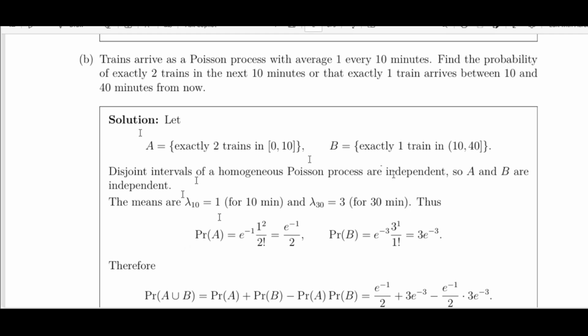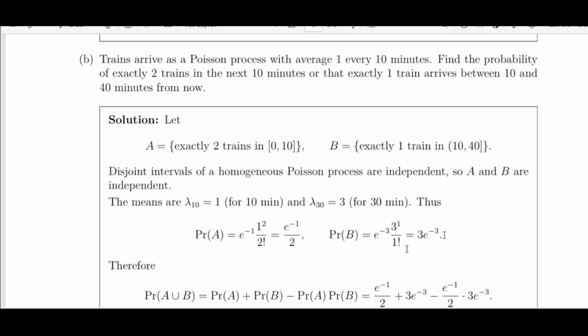So the probability of A is going to be this, and the probability of B is going to be, because between time 10 and time 40 will give us 30 minutes, and 30 minutes give us a lambda of 3. Remember, 1 per every 10 minutes, so that will be 3. Okay, so we get the probability as this.